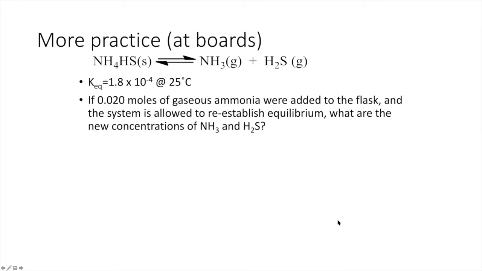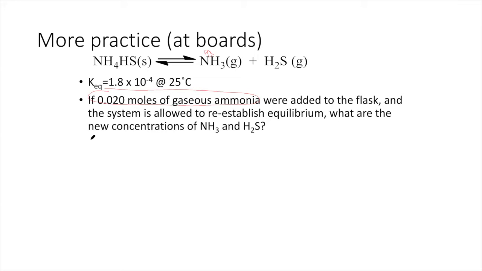Okay, so now we're going to use that as a starting point to talk about a situation where the equilibrium is disturbed. In this case, we're going to disturb the equilibrium by adding more ammonia into the system. So if we've got a certain amount of ammonia already in there because it's achieved equilibrium, but then we're going to stress it by adding 0.02 moles of gaseous ammonia into the system.